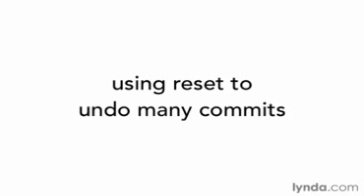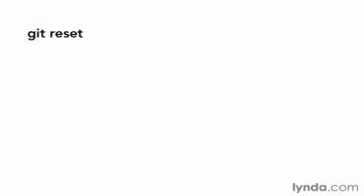In this movie, we're going to learn about a very powerful tool in Git that allows us to undo multiple commits. And because it's powerful, it's also very dangerous. So I want to say right off the bat that you need to use this with extreme caution. The command that we're going to be using is git reset.